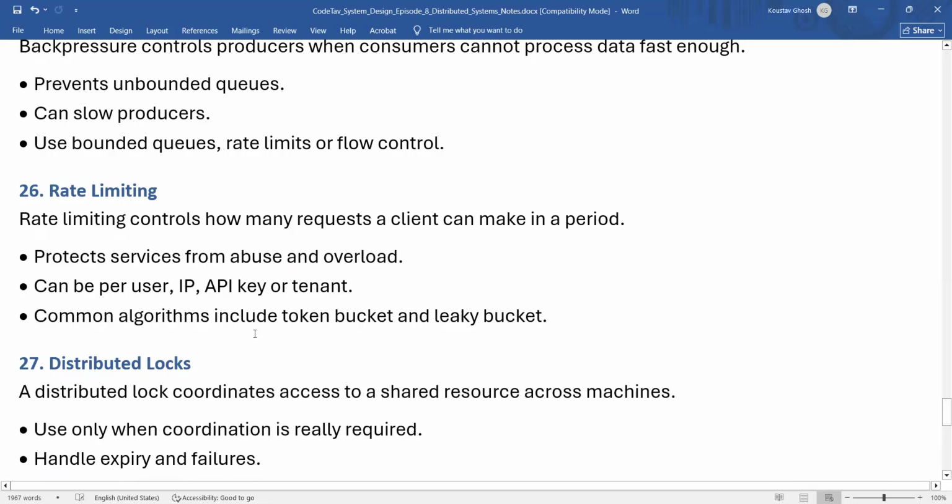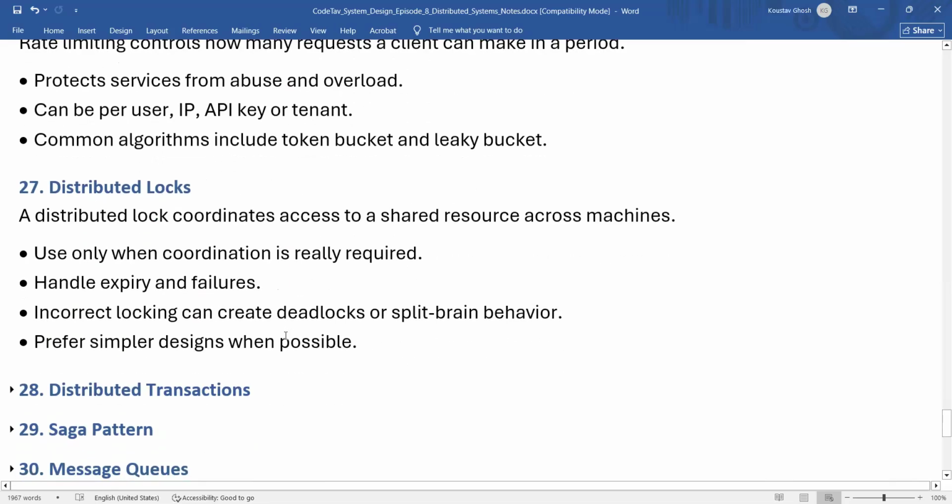Next is distributed locks. So sometimes multiple servers need to access the same shared resource. Suppose two servers try to process the same job simultaneously. So we may need a distributed lock. The basic idea is server A acquires a lock, server B will wait. Server A completes the work, then server A releases the lock, and then server B will proceed.